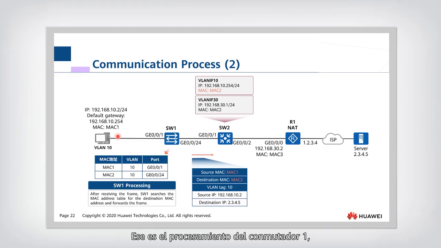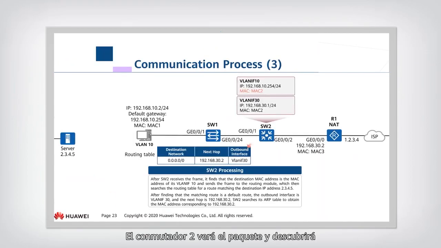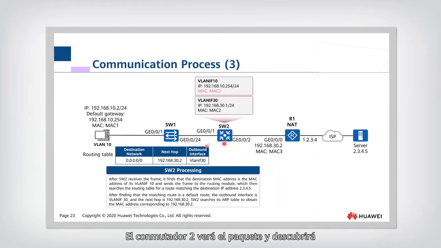Okay, so that's the processing of switch 1. They just check the MAC address table to forward it. And then let's look at what switch 2 does. First, switch 2 will look at the packet, and because they find that the destination MAC address is itself, they will forward the packet to the routing module, and then at the routing module, they will check the routing table.